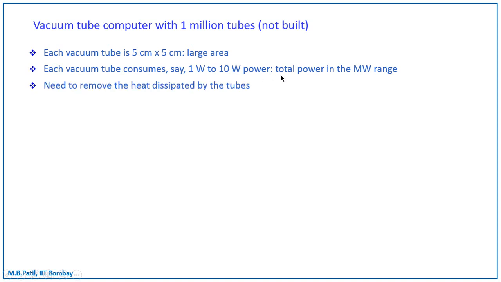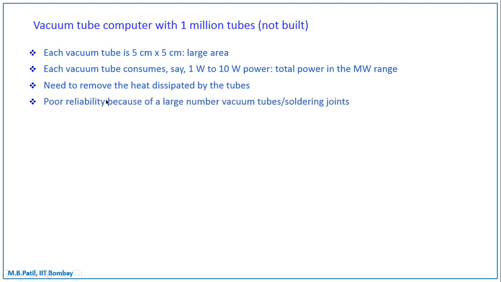Now this power, which is in the megawatts range, turns into heat, and that has to be removed. If we don't remove the heat, then the computer temperature will keep rising, and finally things will melt, smoke will come out, and so on, which of course we don't want.